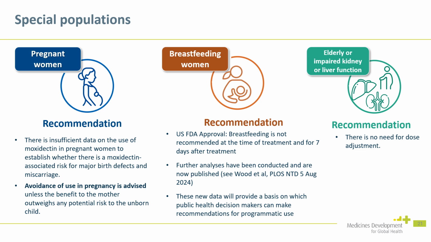Further analyses have been conducted, and the information that we generated has now been published in a paper in PLOS NTD. These new data will provide a basis on which public health decision makers can make recommendations for use of Moxidectin during program use. The data could support a recommendation similar to that of ivermectin. Lastly, no dose adjustment for Moxidectin is necessary for the elderly, nor for people who have reduced kidney or liver function.